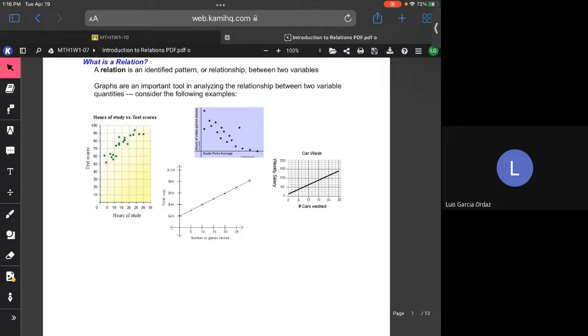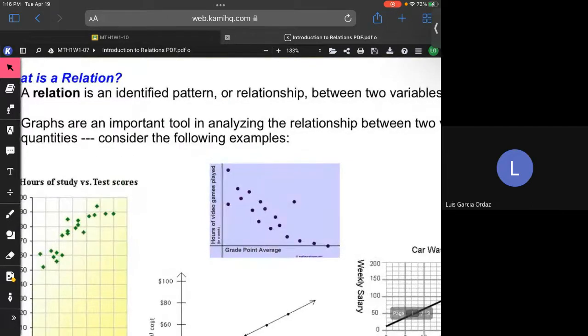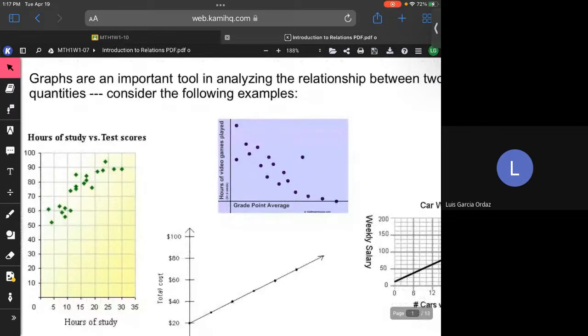C'est la vie. So we're going to be talking about linear relations today. A relation is an identified pattern or relationship between two variables. As we did on Thursday, we talked about positive correlations, negative correlations, and constant correlations. Linear relations are going to have one of those three, so it can be a constant, a positive, or a negative correlation. Graphs are an important tool in analyzing the relationship between two quantities.